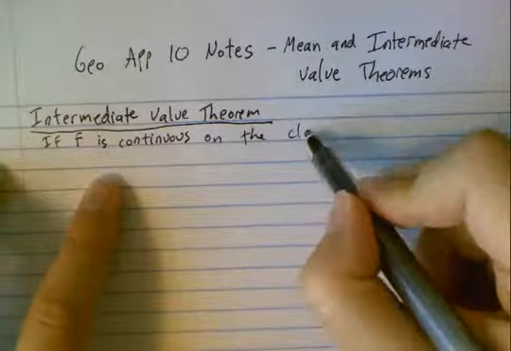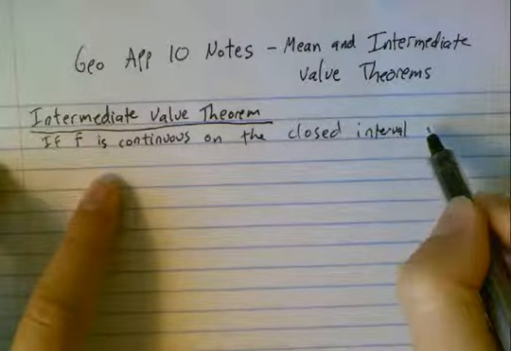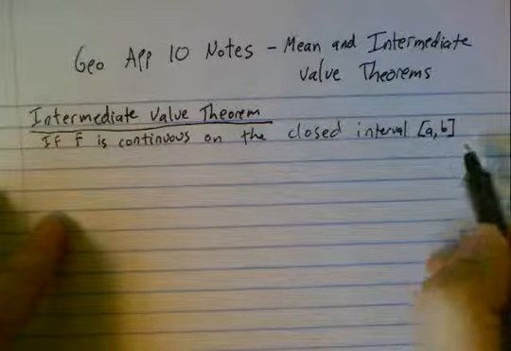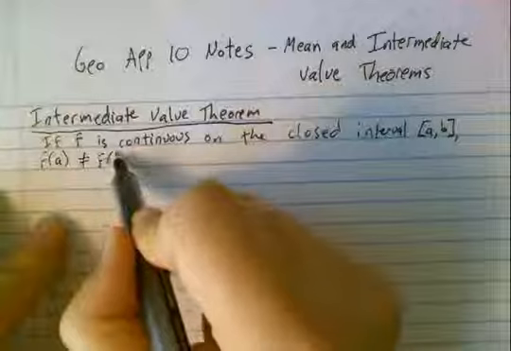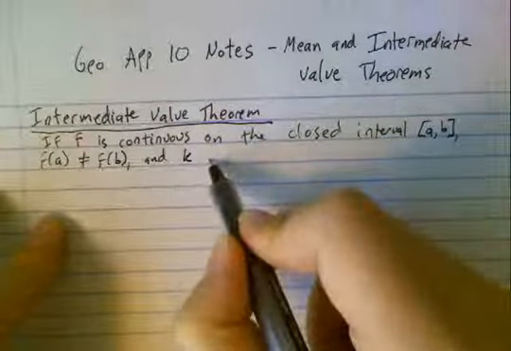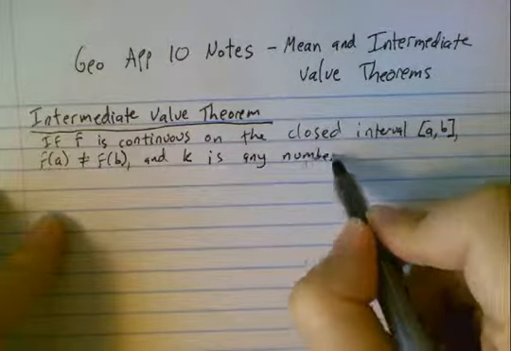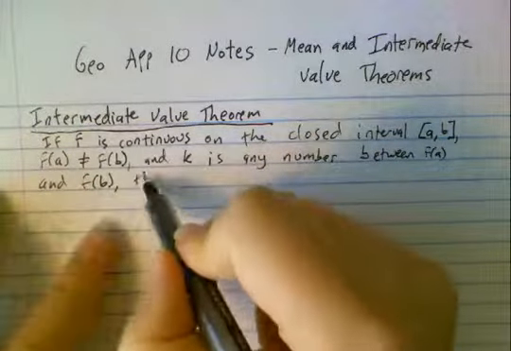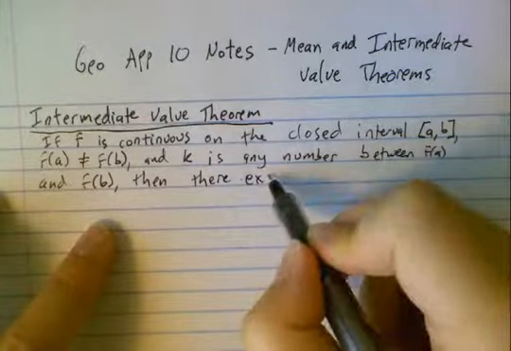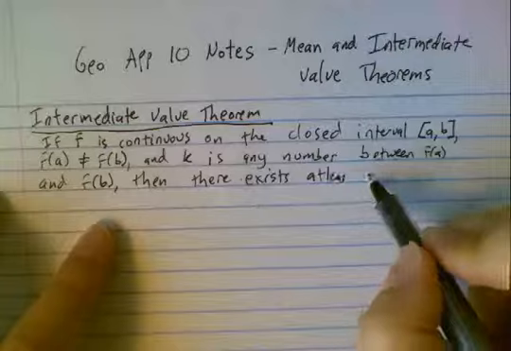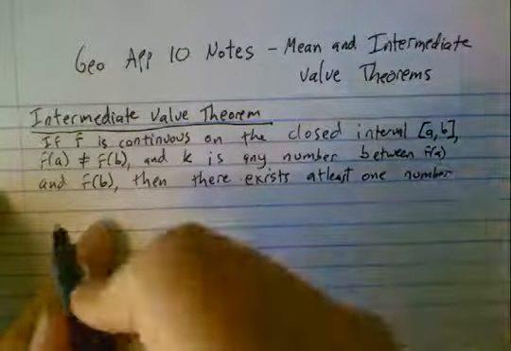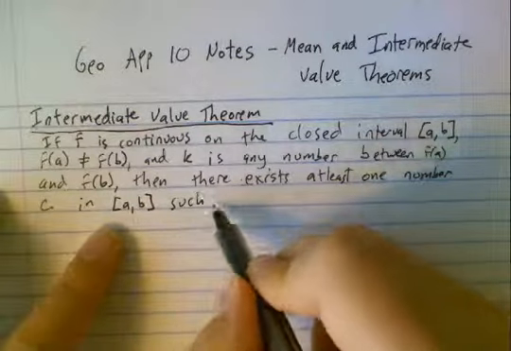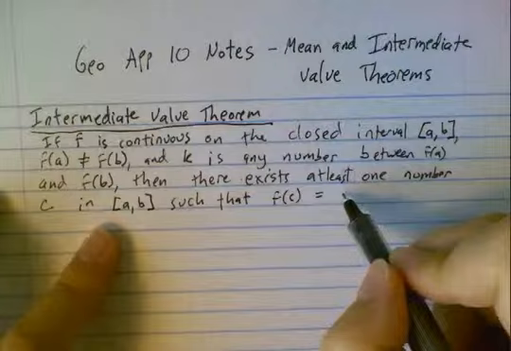on the closed interval a to b, f of a does not equal f of b, and k is any number between f of a and f of b, then there exists at least one number c in the interval a to b, that's for x, such that f of c equals k.